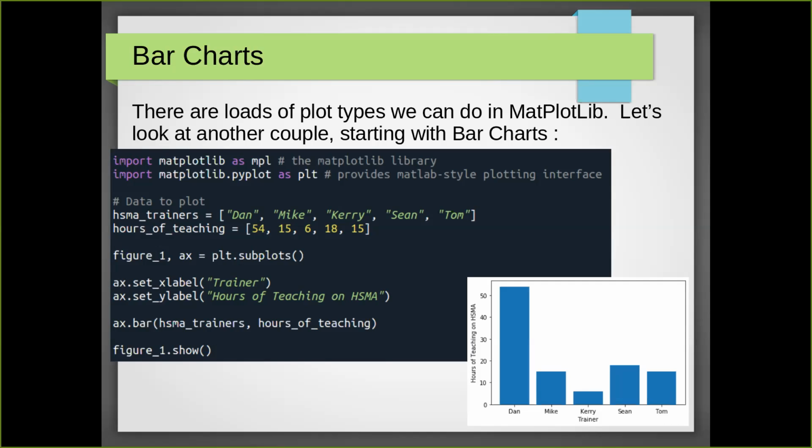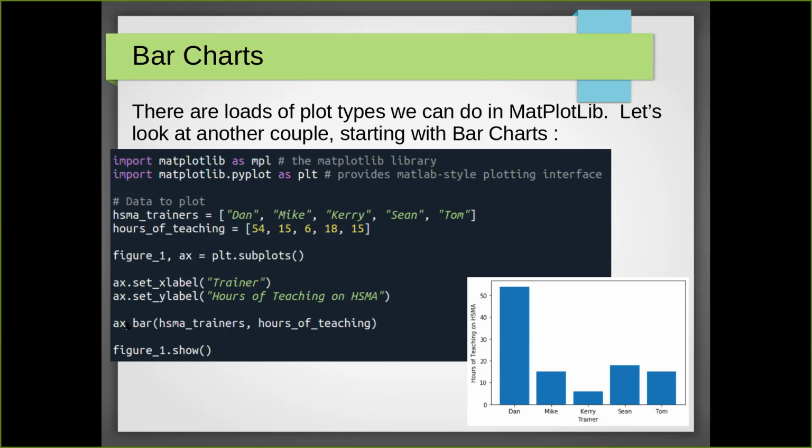So here, exactly the same as before, I've got some data that I'm going to set up. Here I'm setting up the list of HSMA trainers and the numbers of their hours of teaching on the HSMA course. And then I set up the figure object and the axes object exactly the same as I did before. I'm going to set my X label and Y label exactly the same as I did for my line plot. So trainer on the X-axis to show the different trainers, and then the number of hours of teaching on the Y-axis here.